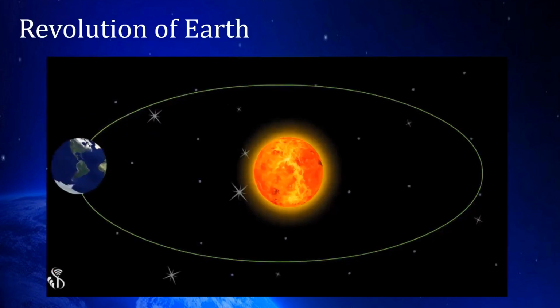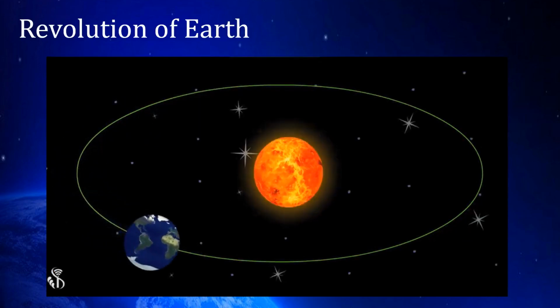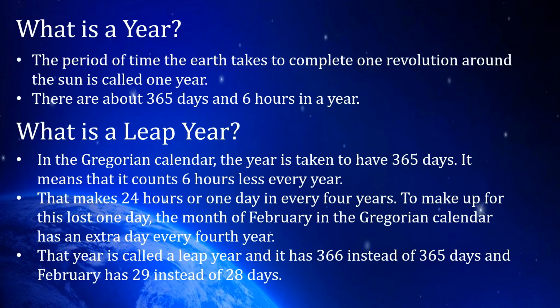The period of time the earth takes to complete one revolution around the sun is called 1 year. I repeat, children, the period of time the earth takes to complete one revolution around the sun is called 1 year. So this was the definition of the year. There are about 365 days and 6 hours in a year.